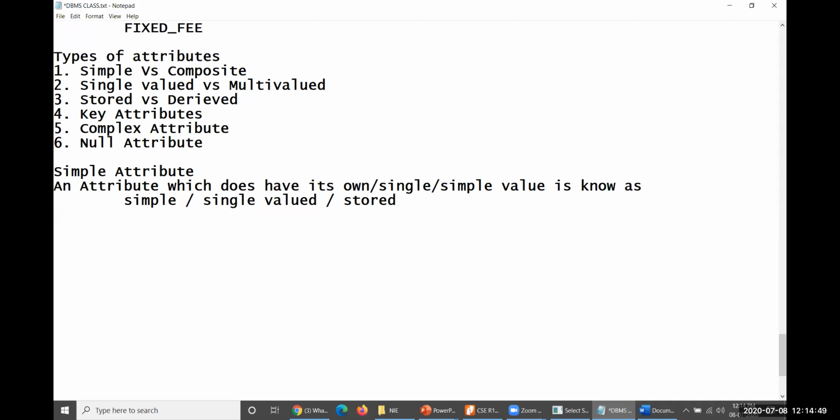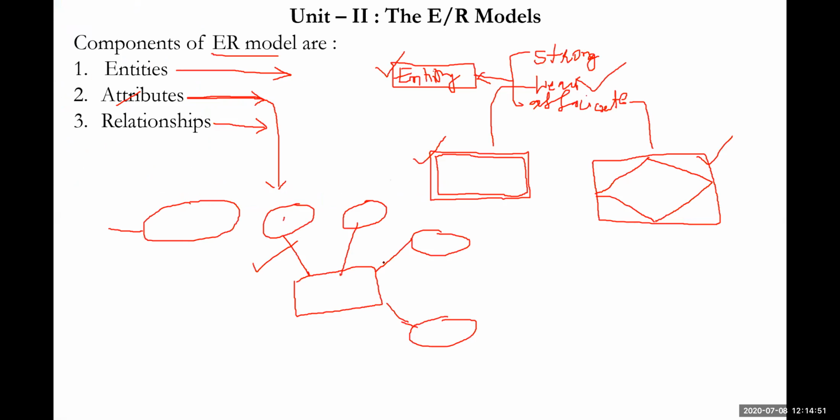So it doesn't have anything else. It could be represented in a general form, something like this here. This is simple or single valued or stored. All of these have the same kind of representation. There is no other representation available here.